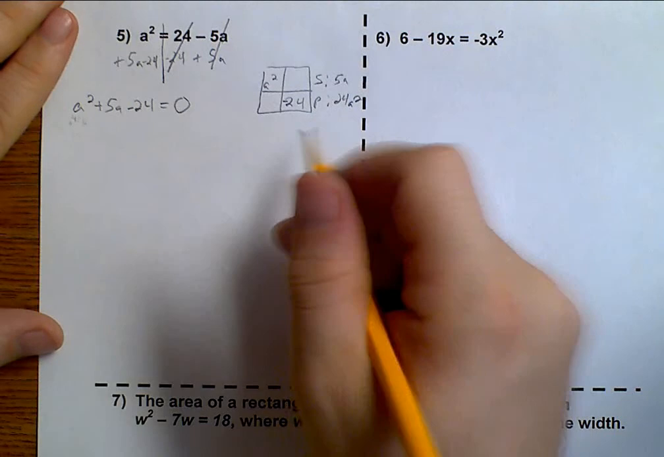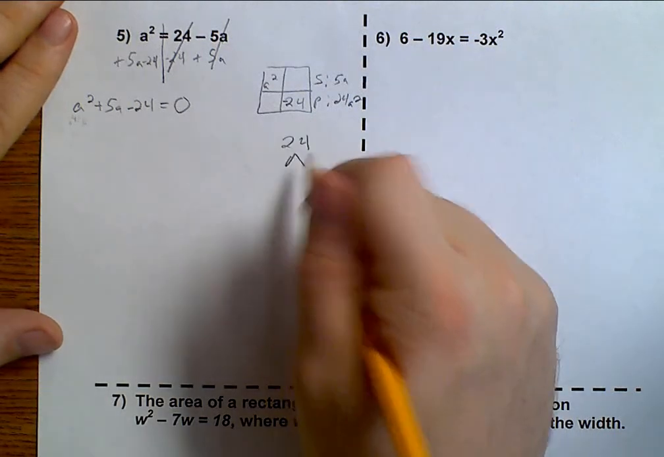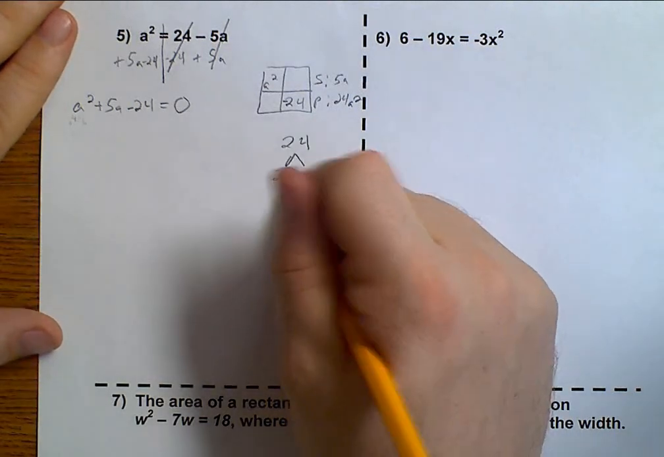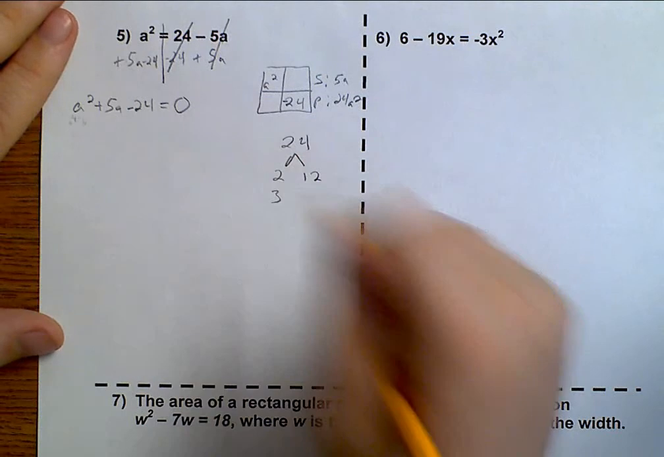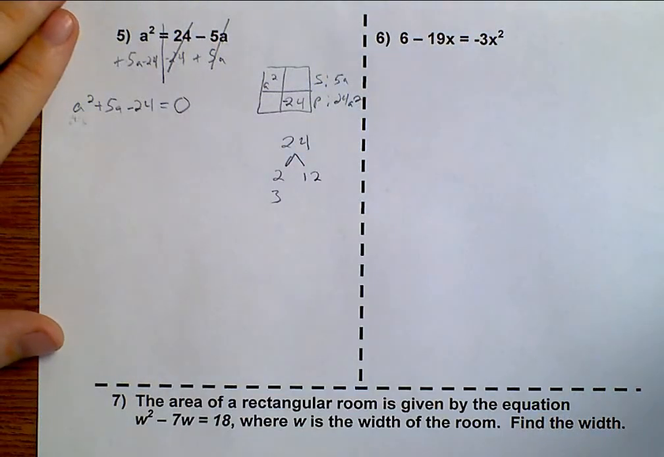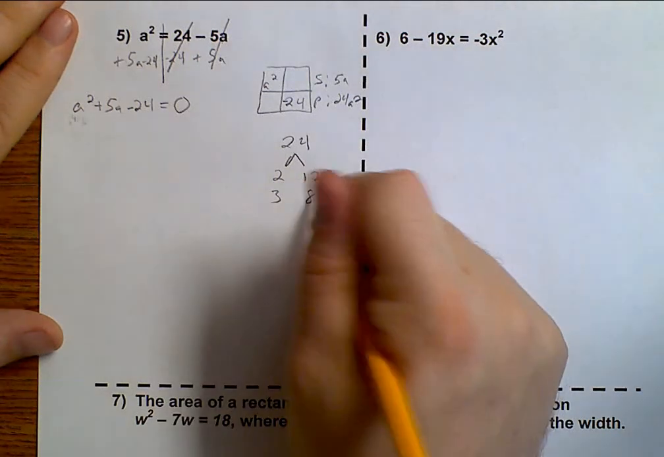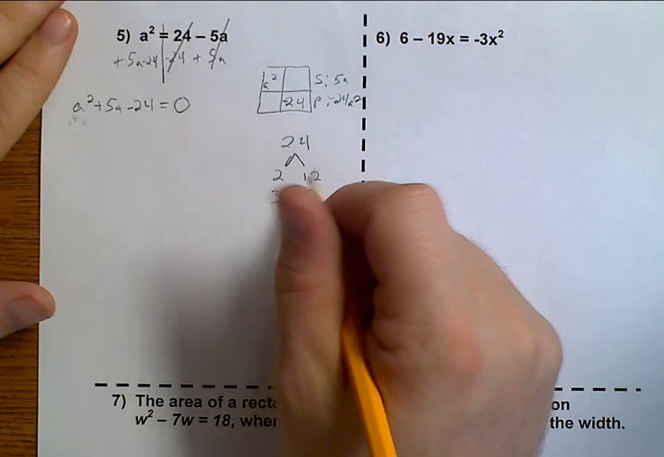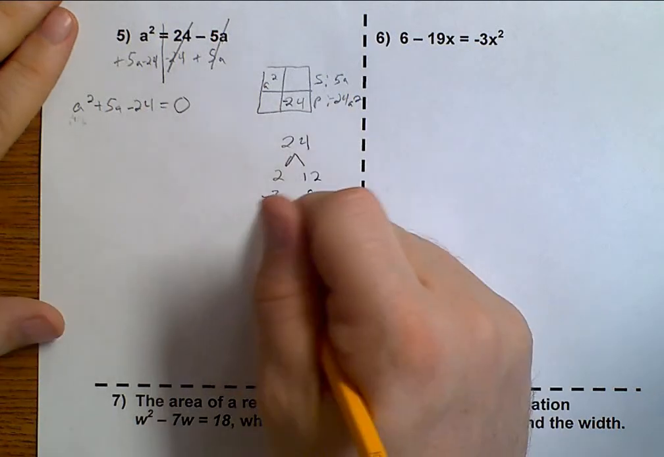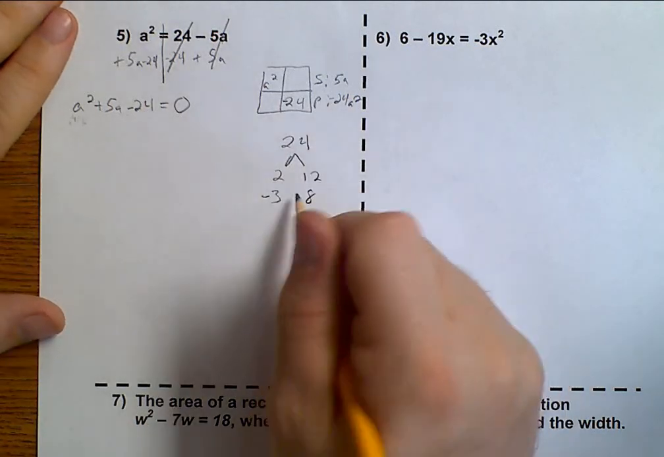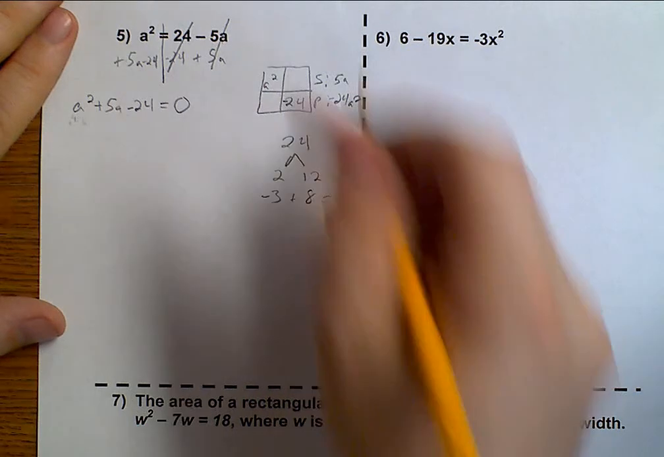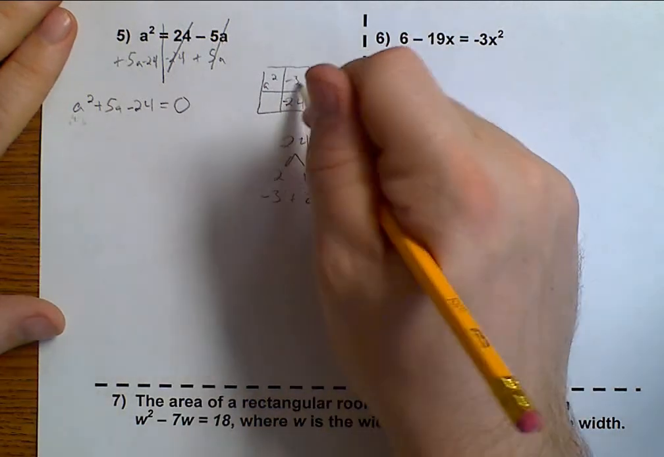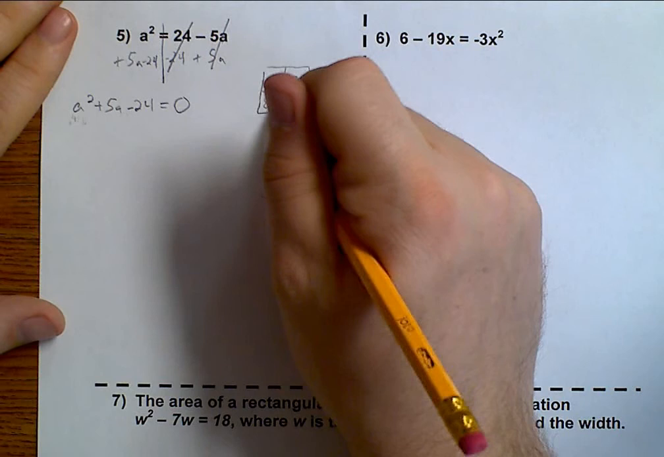So we break down 24. We get 2 and 12, 3 and 8. Because we want this to be a negative 24, I need one of my answers to be negative, so we're going to do negative 3 plus 8 equals 5. So that means that this is negative 3a and 8a.